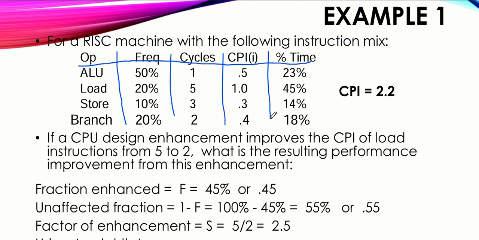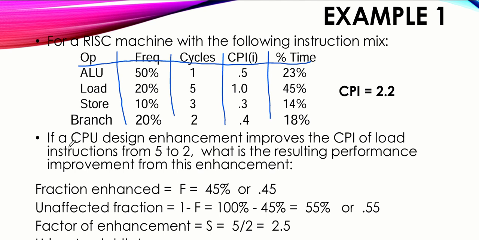50% of the instructions are ALU instructions. And these ALU instructions take 1 cycle to complete. They have a CPI of 0.5. And whenever they occur, in the total operation of the machine, 23% of the time it is doing ALU instructions. Now you can go ahead to the other instructions and they have their ratios and respective distributions. But the real question is here.